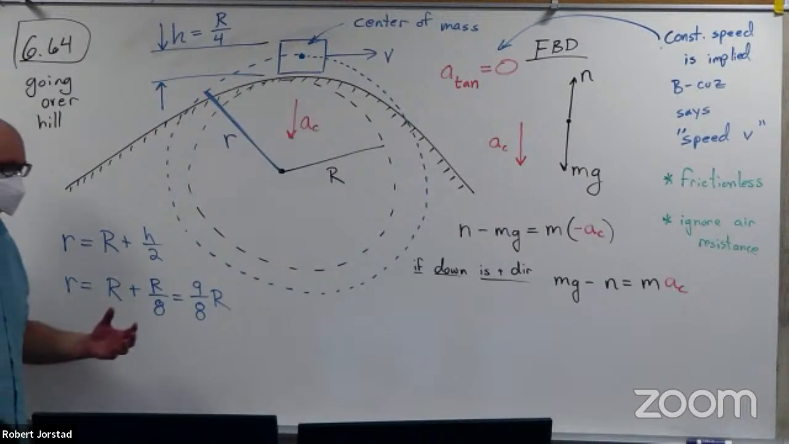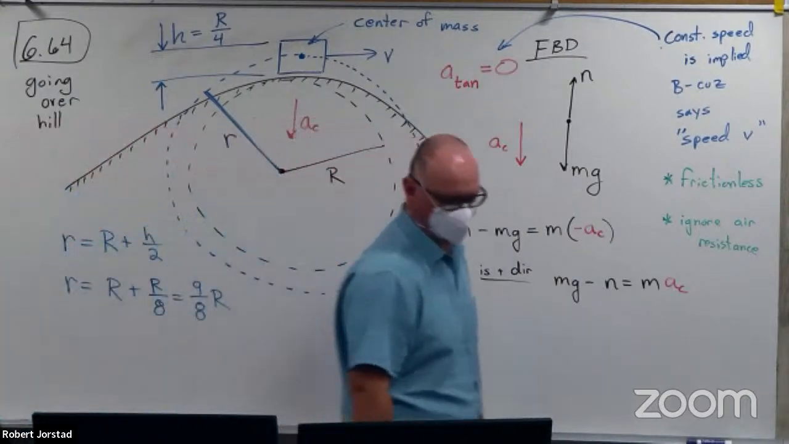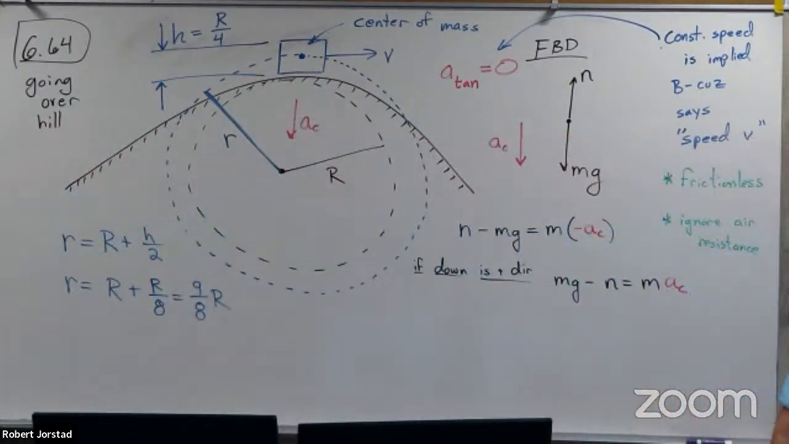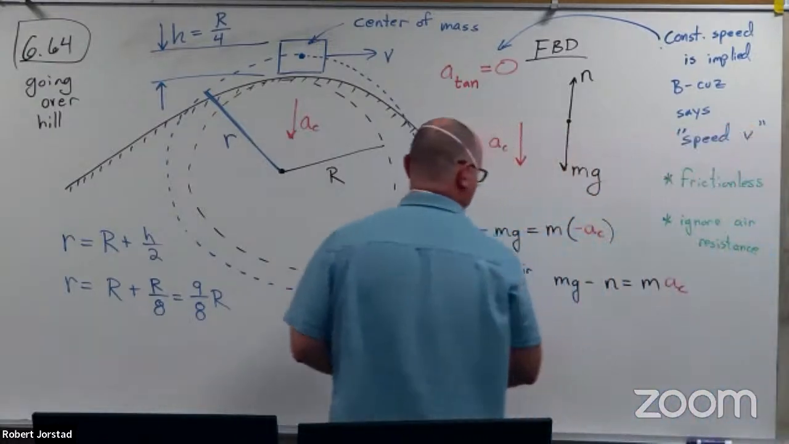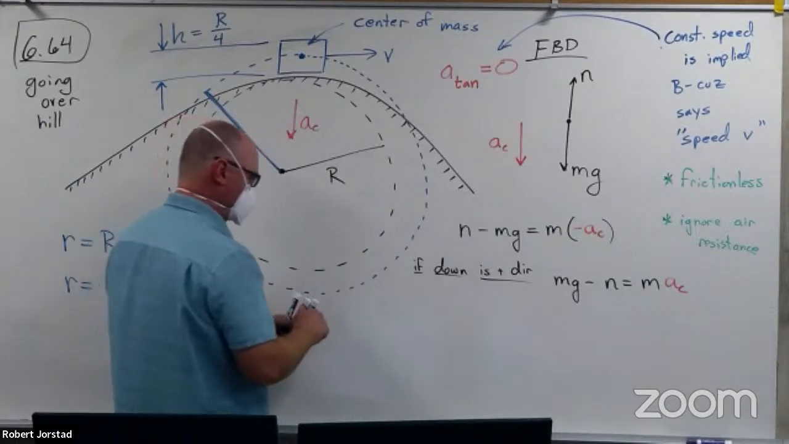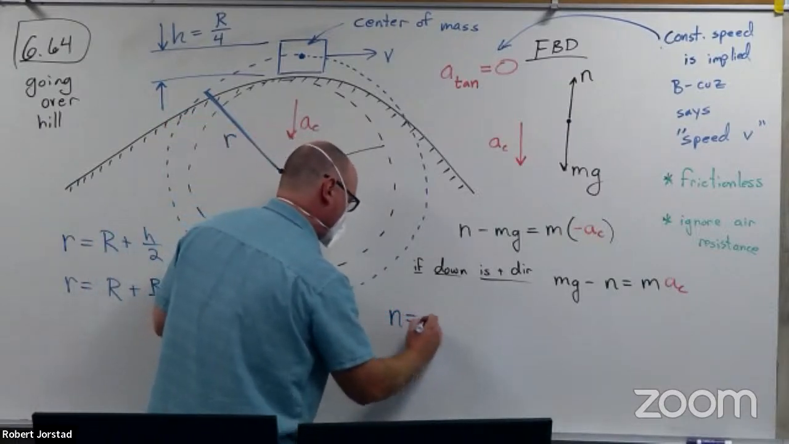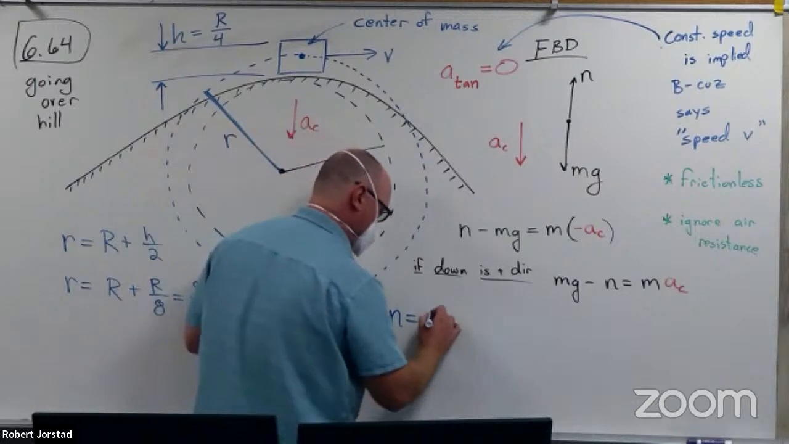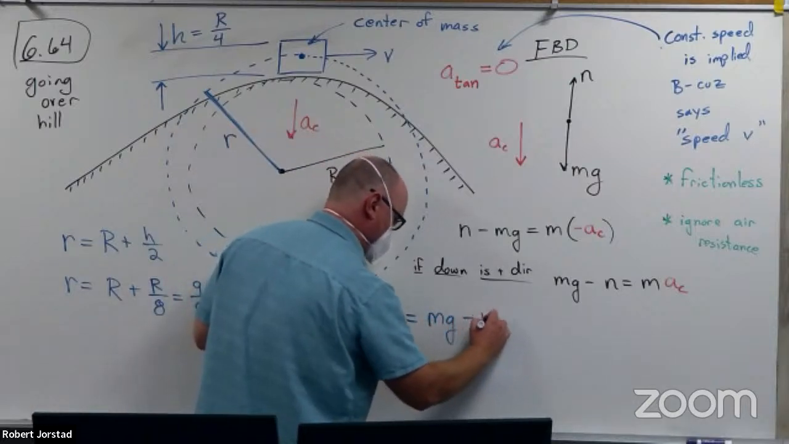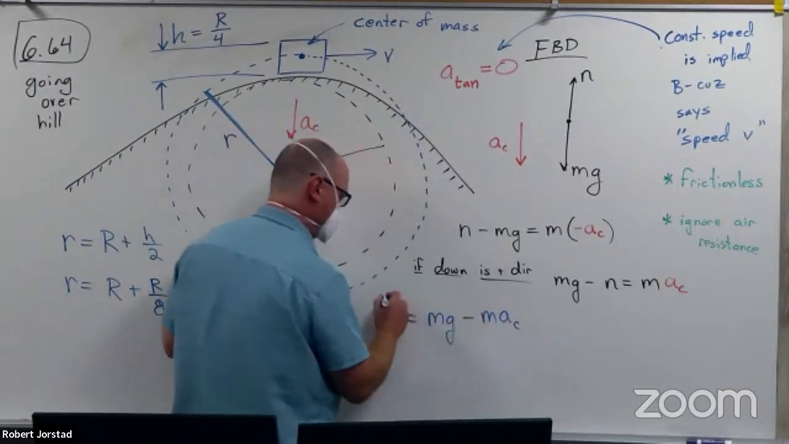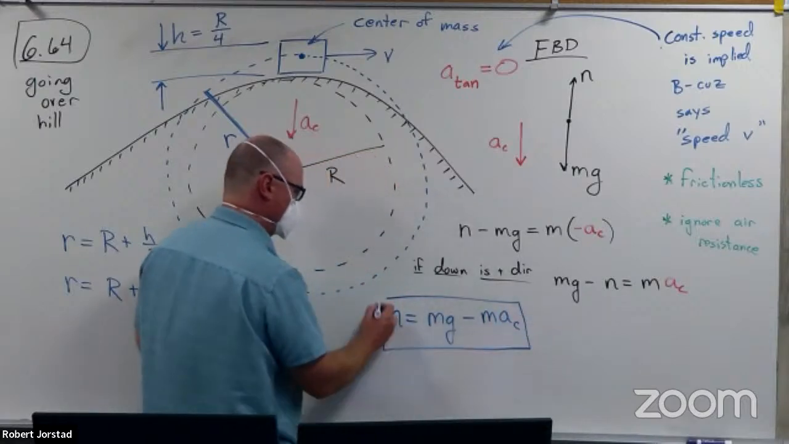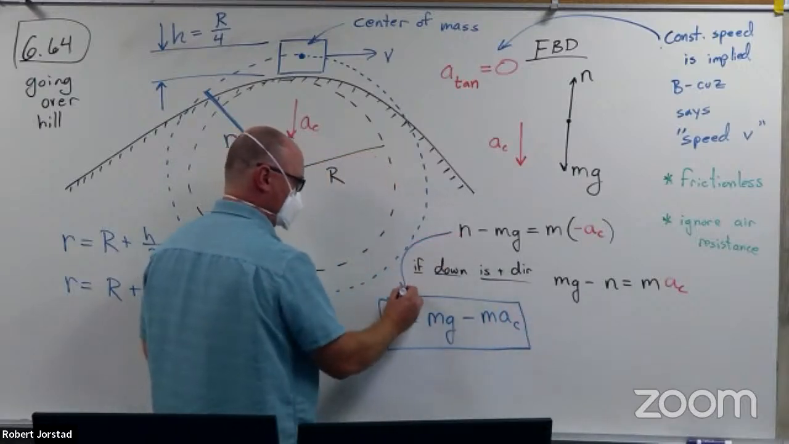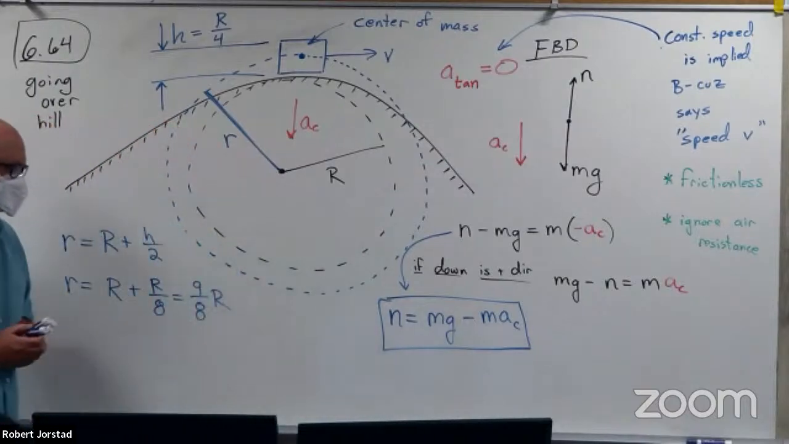Okay, at this point, we usually reread the question and see what we're trying to learn. Okay, let's think about this. Let's solve this for the normal force. Normal force is equal to mg minus mac, agreed? Take a second. All I'm doing is I've taken this equation and rewriting it down there. Everybody okay with that?